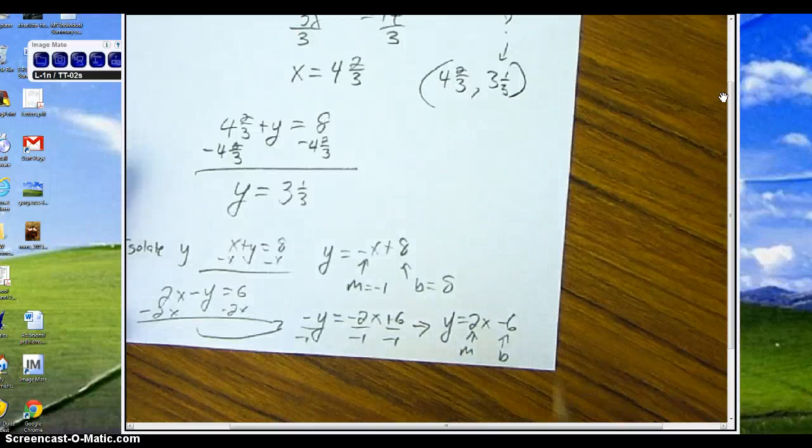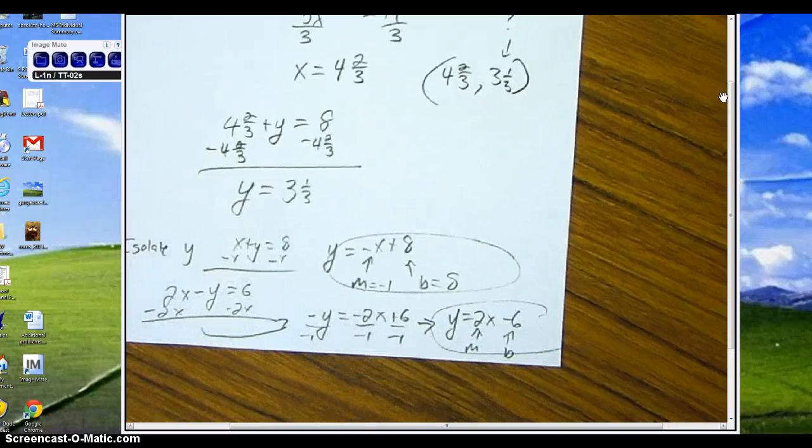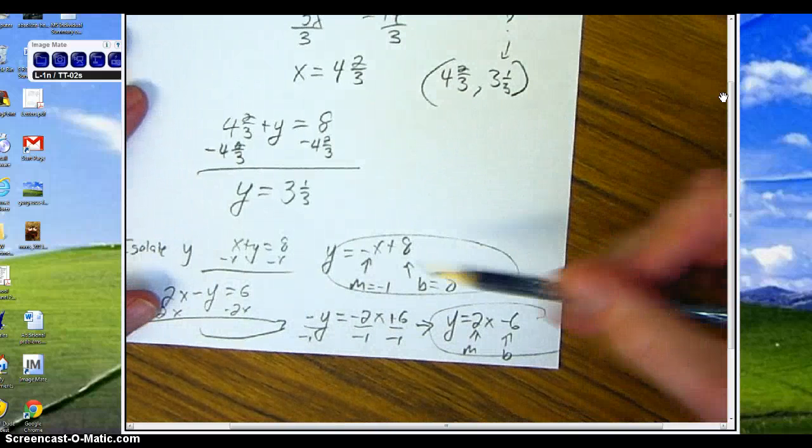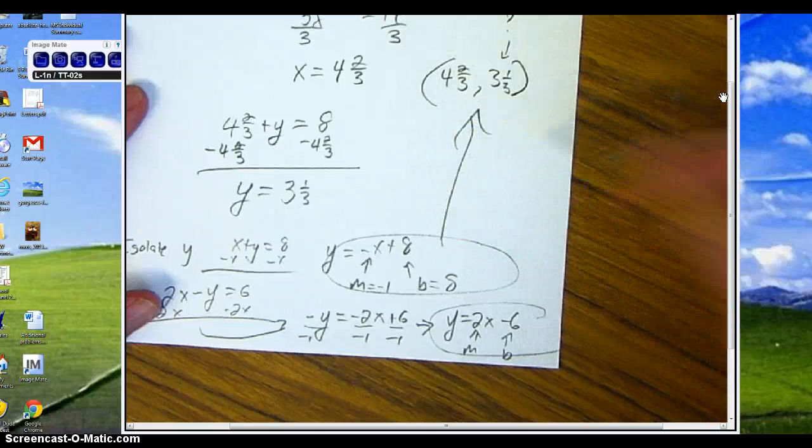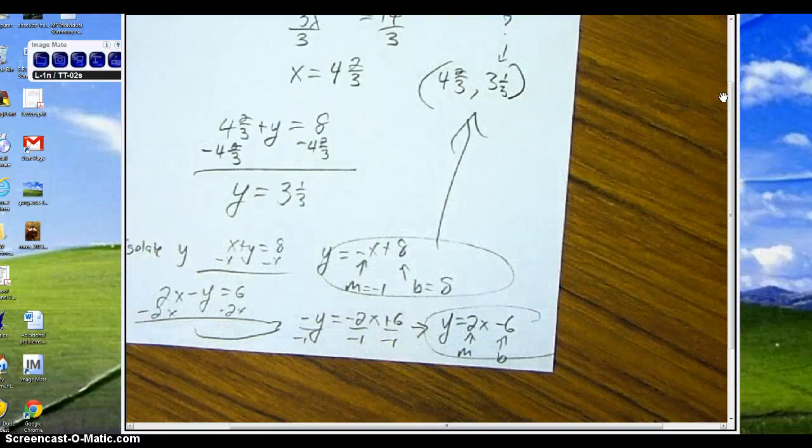So now, if I was to graph this equation and this equation that I made ready to graph by isolating y and finding my slope and y-intercept, where should they intersect? These two lines should intersect there. Now, I'm not going to show you that graph. That's going to be up to you to do. So you put these two equations on the graph, and they should intersect at this point.